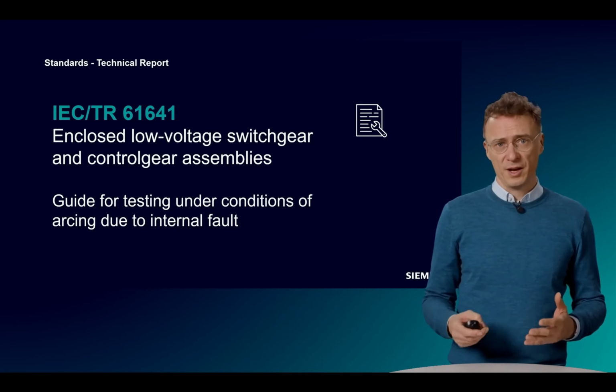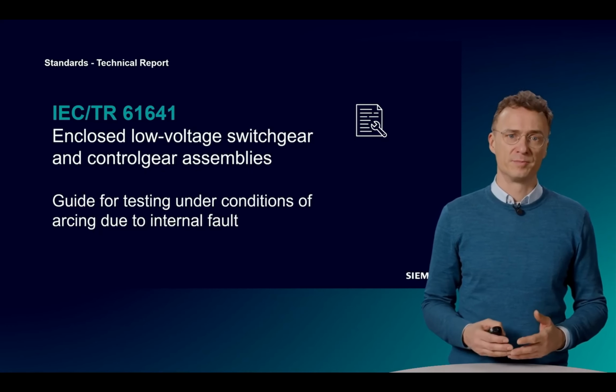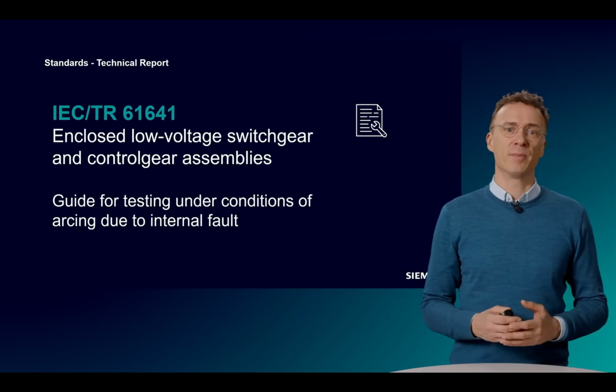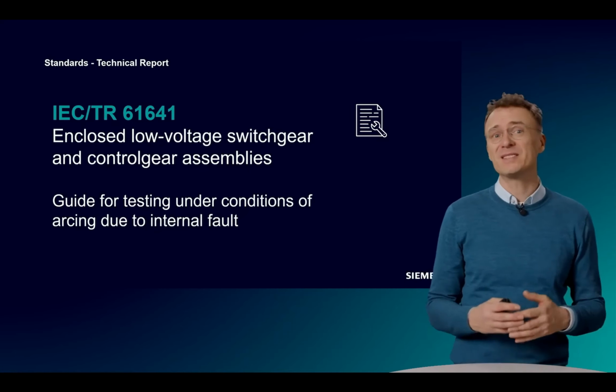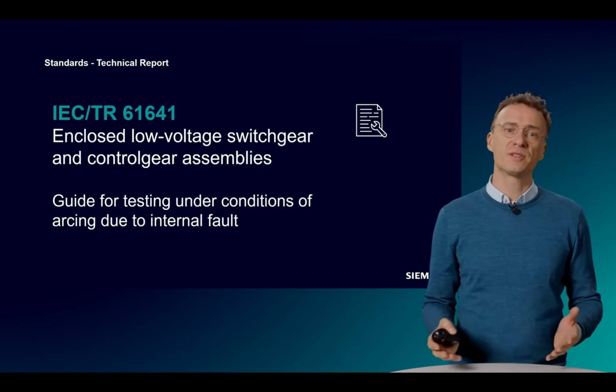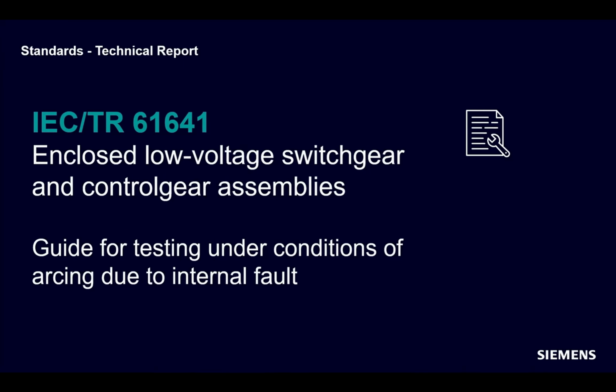These include voltage, currents, and the burning time of the arc, but also features such as who has access to the assembly. Everyone, that means unrestricted access, or only authorized personnel. This corresponds to restricted access. The proof of arc fault protection can be carried out in two different ways.